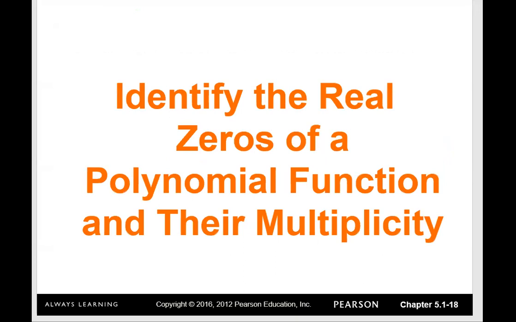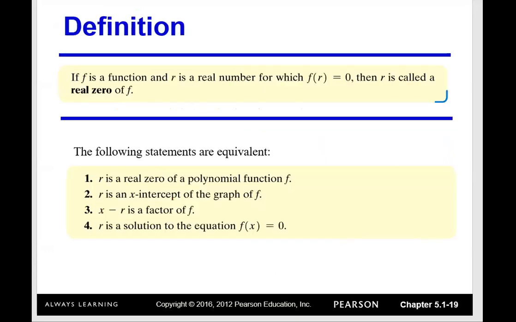And the next objective talks about identifying the real zeros and their multiplicity. A real zero is really just your x-intercepts. If f is a function and r is a real number for which f of r is equal to 0, then r is called a real zero. You just take the function, you set it equal to 0, you solve for x. Hopefully it'll be factorable. If not, you've got to use the quadratic formula and hope that it doesn't get too nasty. But those answers that you get, they're called the real zeros.